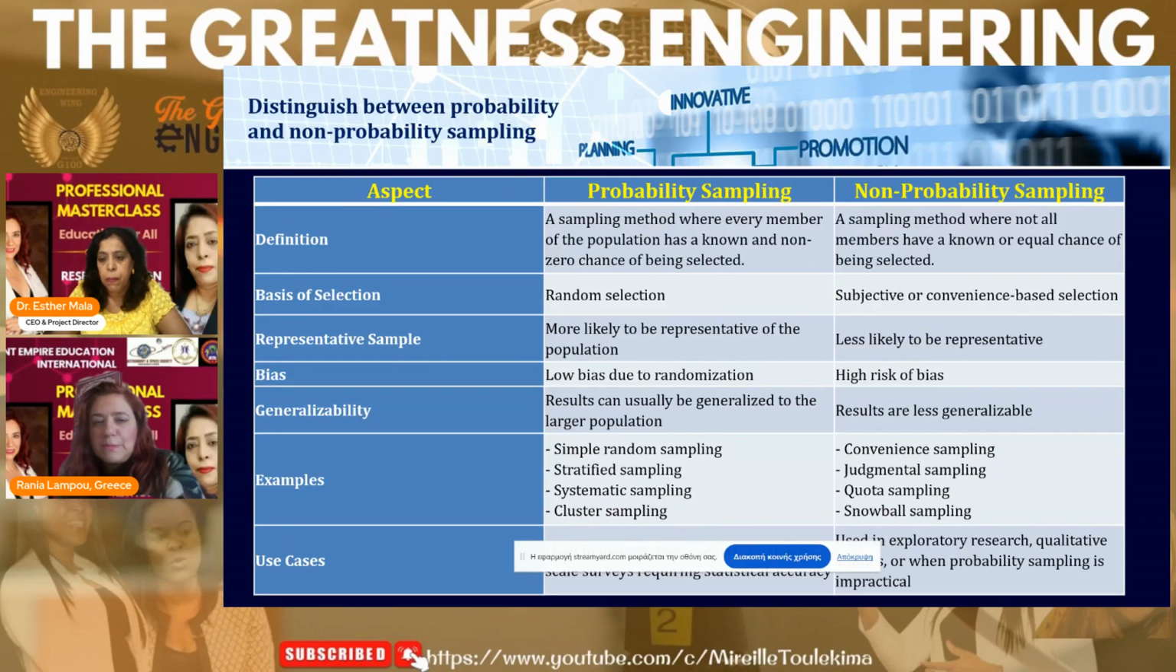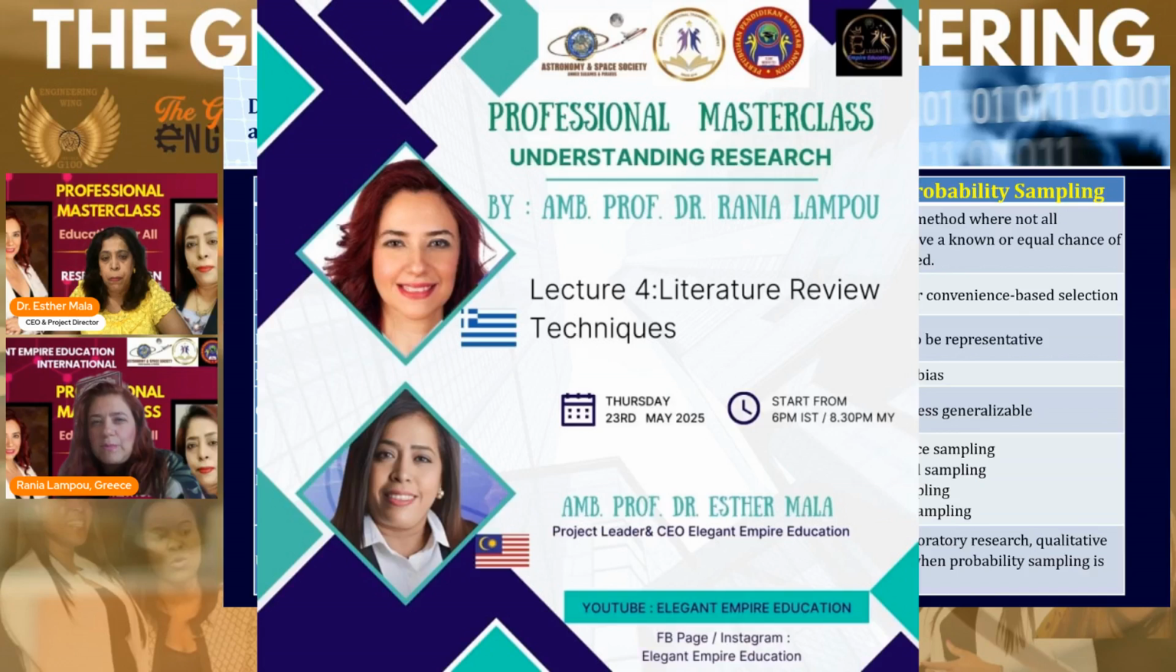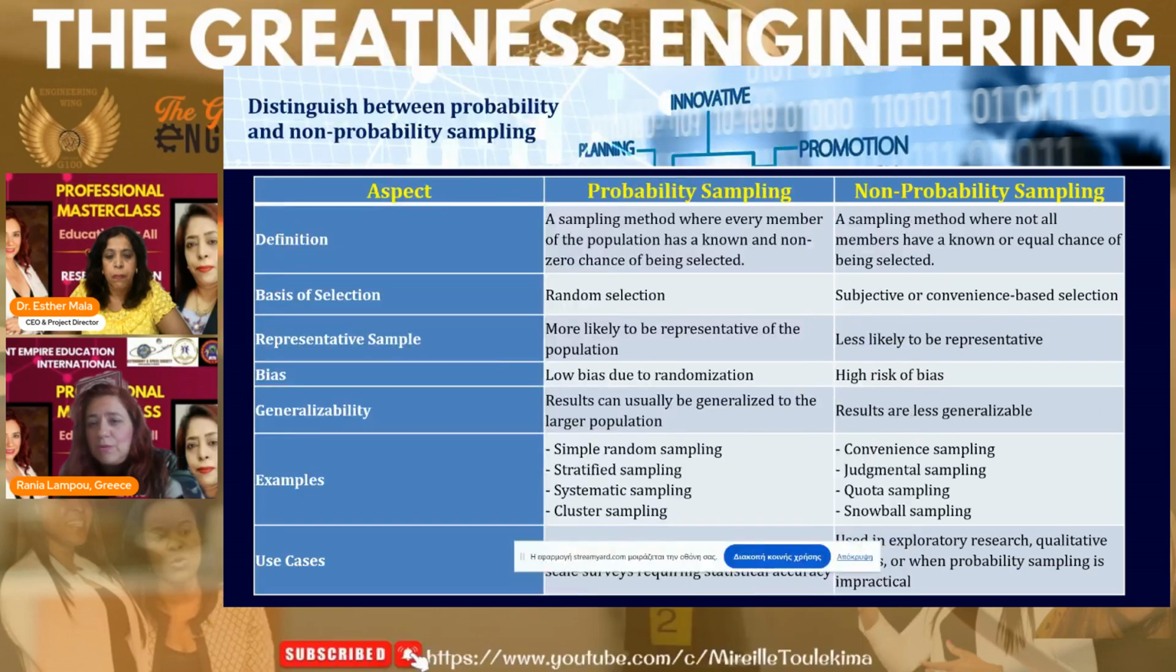The first one is more likely to be representative of the population, the other one is less likely to be representative. Probability sampling has low bias. Why? Because of randomization. And non-probability sampling has high risk of bias. The first one, we said before, is about high generalizability. And with non-probability sampling, the results are less generalizable.